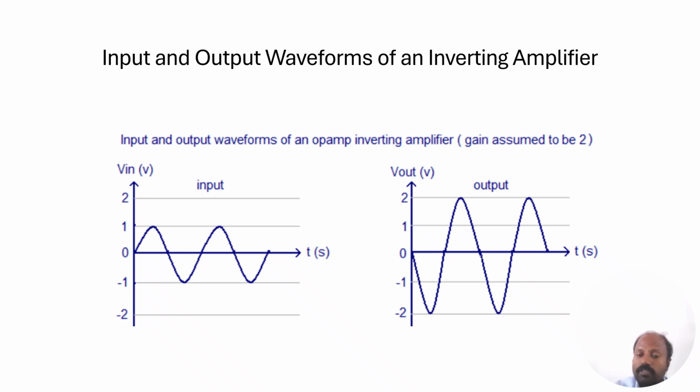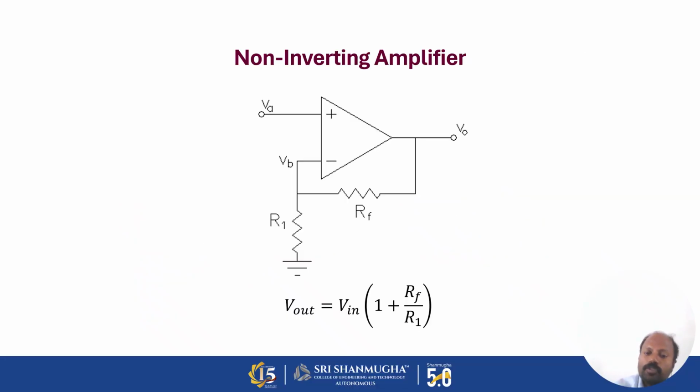So whatever input is given, we get the output in exactly inverted form, and the value will also be amplified based on the gain. So this is the concept of the inverting amplifier. Next we will discuss the non-inverting amplifier.